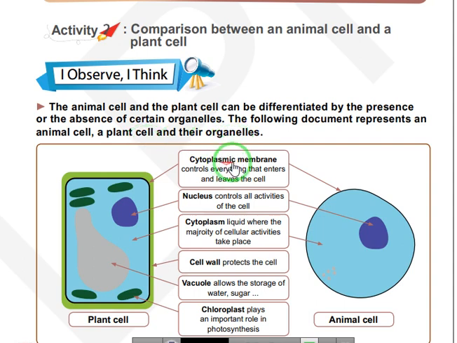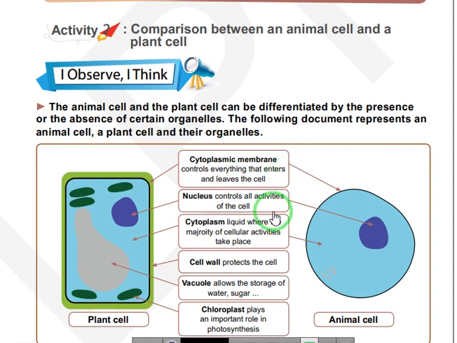Look at the first part, and even though each part has its role, the cytoplasmic membrane, look at the arrows. So both cells have a cytoplasmic membrane. What is the role of the cytoplasmic membrane? The cytoplasmic membrane controls everything that enters and leaves the cell.